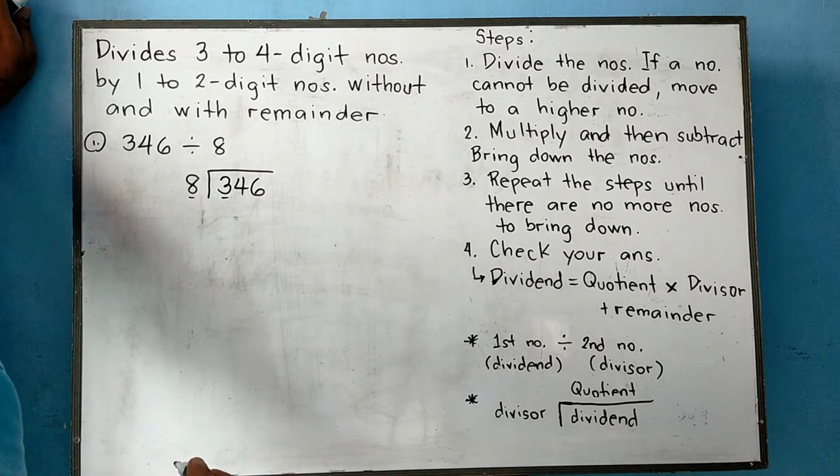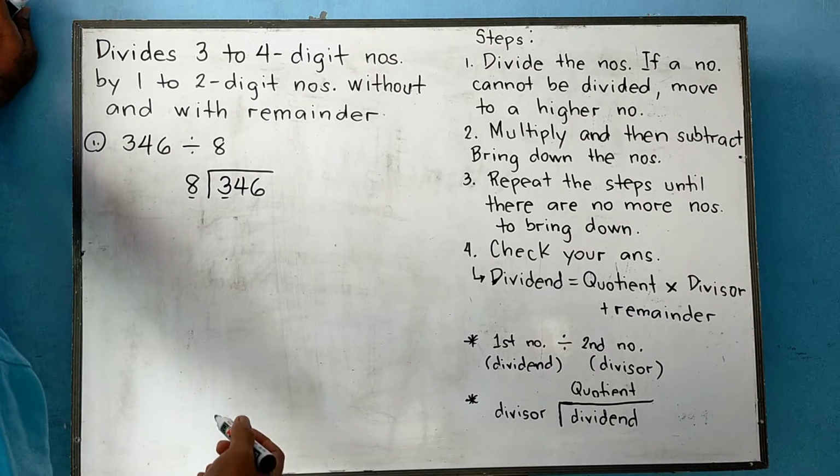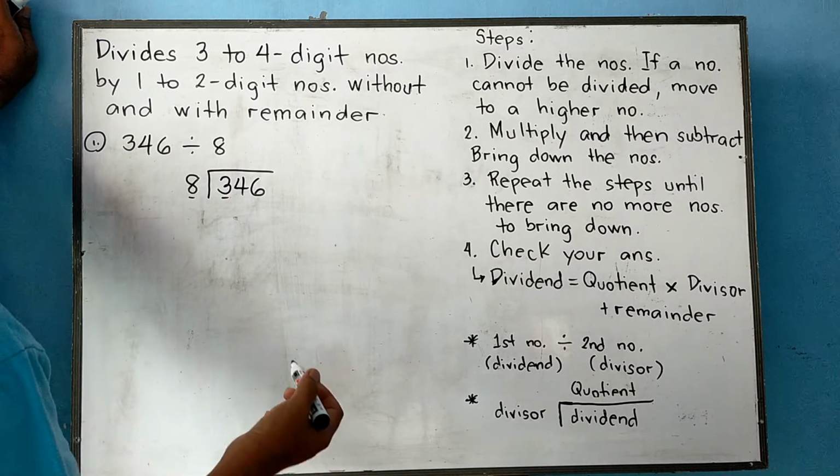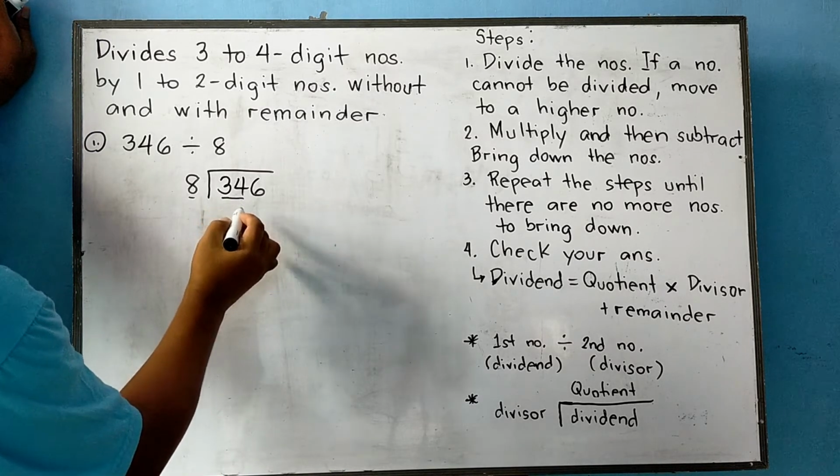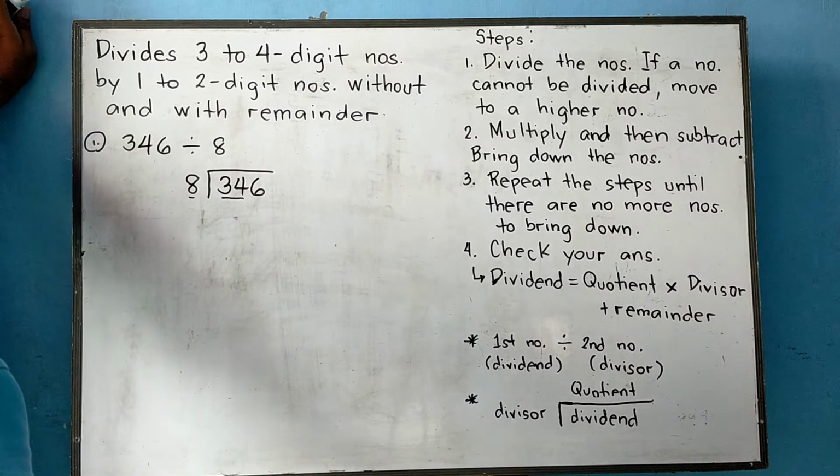So, how many 8 in 3? Is it possible or not? If not, we will move to a higher number according to our step number 1. So, instead of 3 divided by 8, it is now 34 divided by 8. So, how many 8s in 34? Well, if you memorize, let's say, the multiplication table, you can easily determine how many 8s in 34.